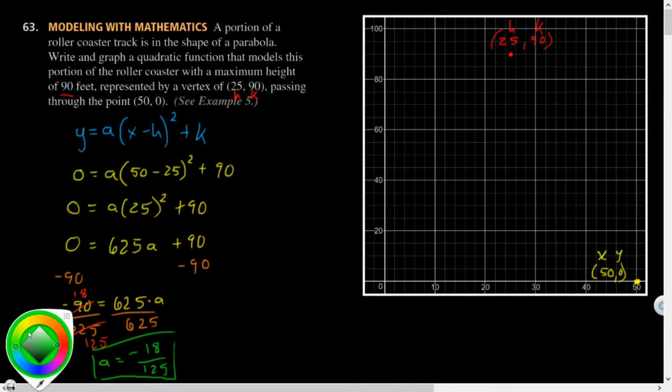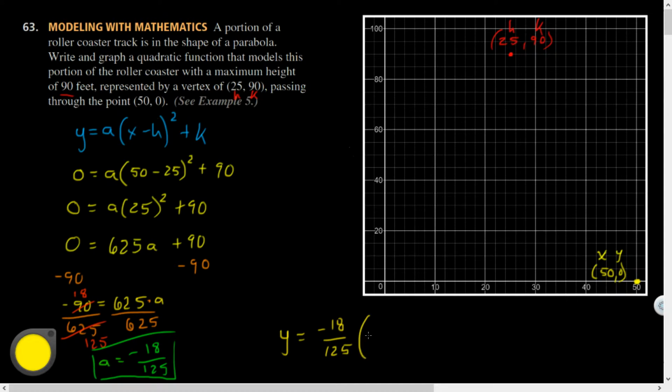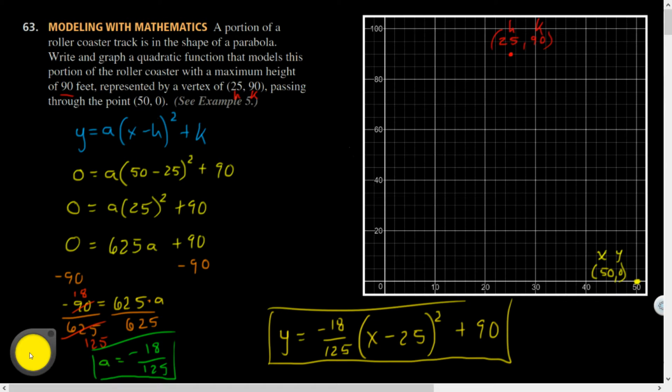So now I can write my equation where I'm not going to include the x and y in it. I want to leave the y and the x generic, so it represents all combinations of x and y that make the equation true. So it's going to be y equals negative 18 125ths times (x minus 25) all squared plus 90 that will represent the equation of this parabola.